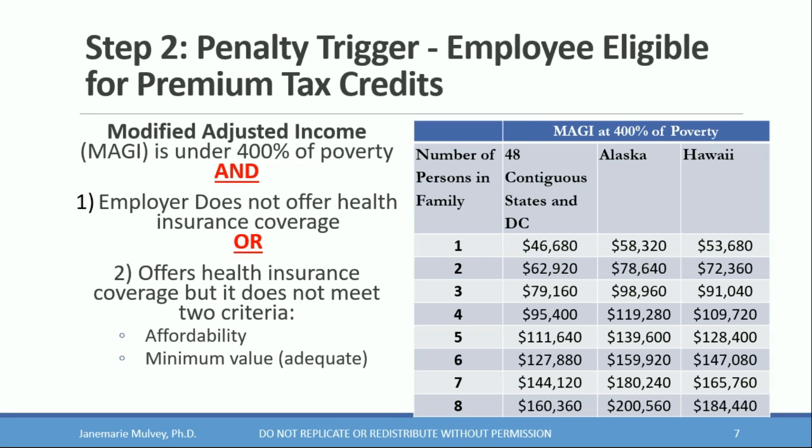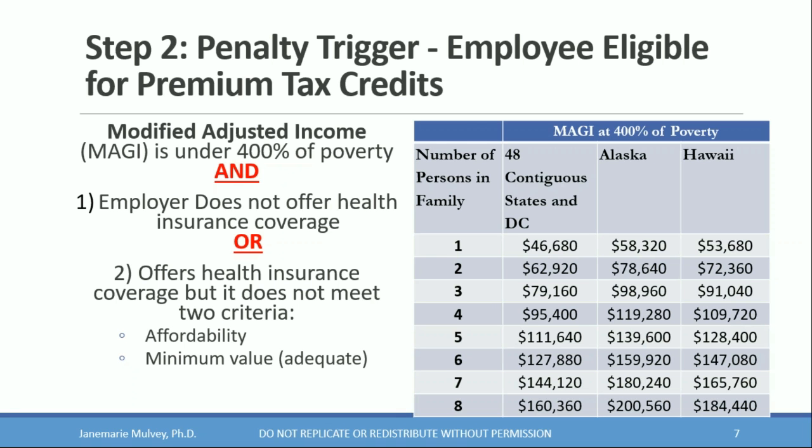So a number you often hear is 400% of poverty is about $95,400 in the 48 contiguous states. And if your income is below that, your modified adjusted gross income, you could potentially be eligible for a premium tax credit. But other conditions must apply.